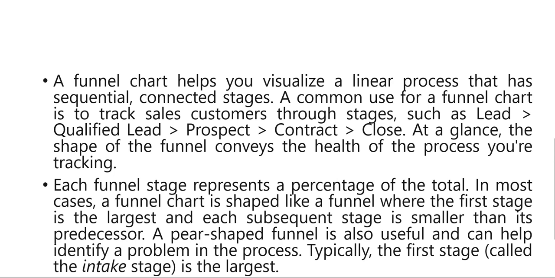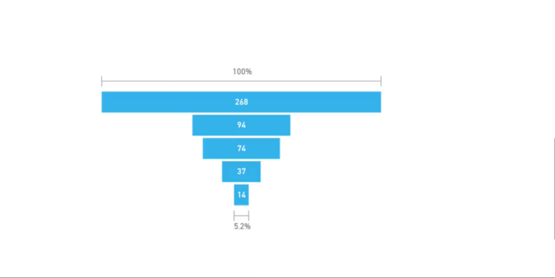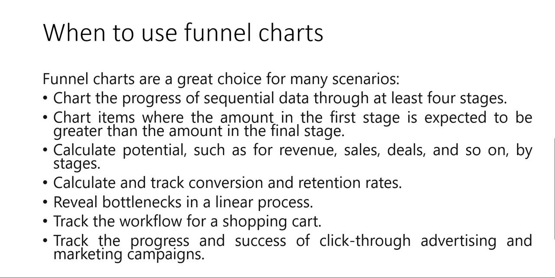Each funnel stage represents a percentage of the total. In most cases, a funnel chart is shaped like a funnel, where the first stage is the largest and each subsequent stage is smaller than its predecessor. A pear-shaped funnel is also useful and can help identify a problem in the process. Typically, the first stage is the largest and is known as the intake stage. The shape of a funnel chart is like this. You can see it is maximum at the first stage and then it reduces after each process.